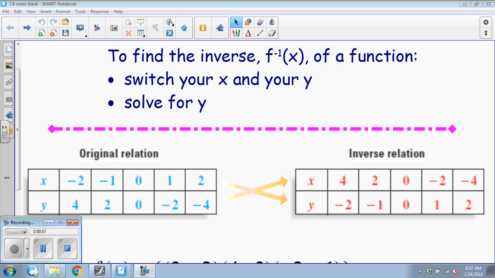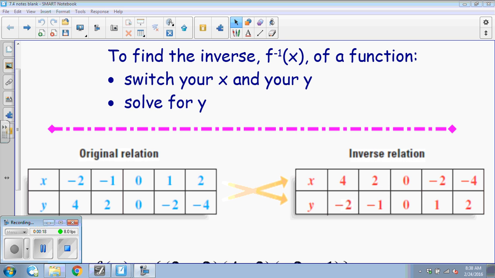The little -1 just means inverse. That's not raised to the -1 power. It's just a label, just how you note that that is the inverse of the regular function f of x. The inverse is f to the -1 of x. Okay. But that -1 is not used in any calculations at all.